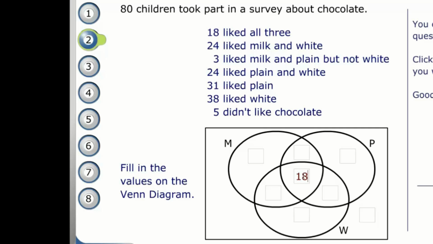18 like all 3, 24 like milk and white. Well, we've got 18 already, so there must be 6 in there. 3 like milk and plain, but not white, so that is a specific region. If it didn't say the but not white, then that wouldn't make much sense, would it? 24 liked plain and white. 18 of them are accounted for, so again, another 6 there.